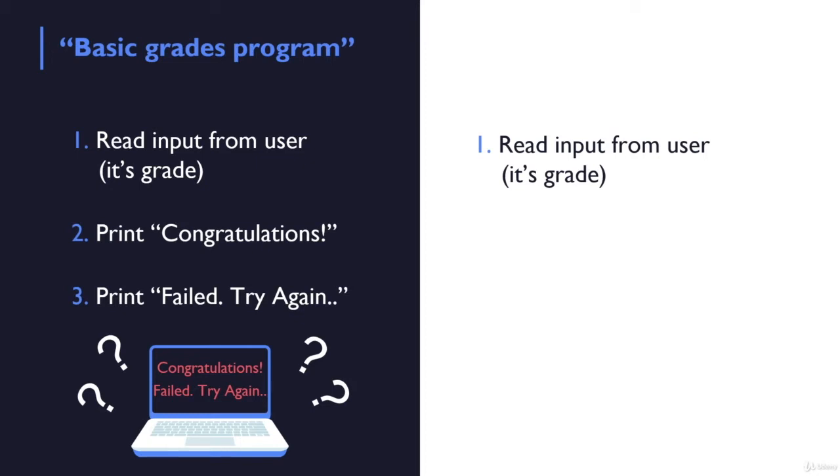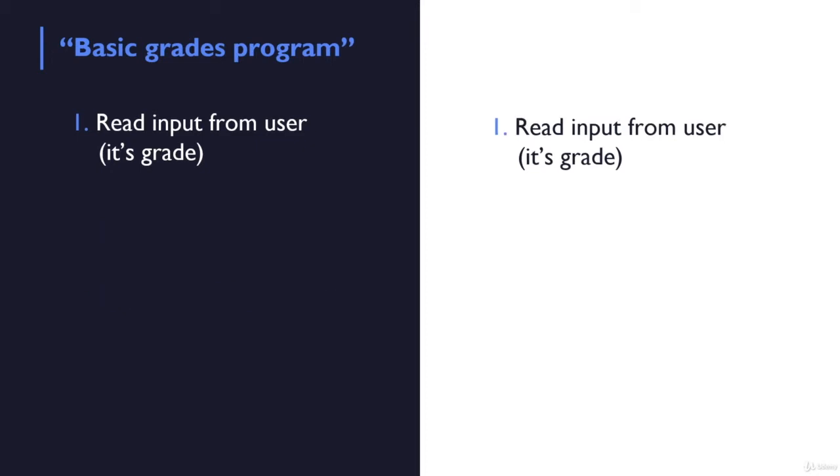And it basically should work like this. In both situations, we will still need to read some input, right? So this part is a must, and it has nothing to do with any condition. And now comes the real question. How will you print congratulations if the received grade equals or higher than, let's say, 60, and print a failed try again message if the received grade is lower than 60?